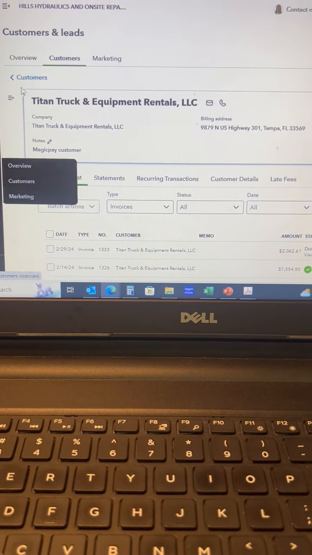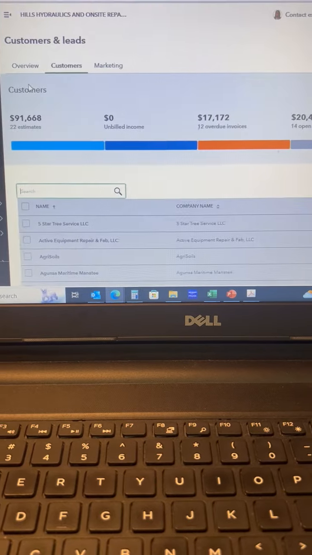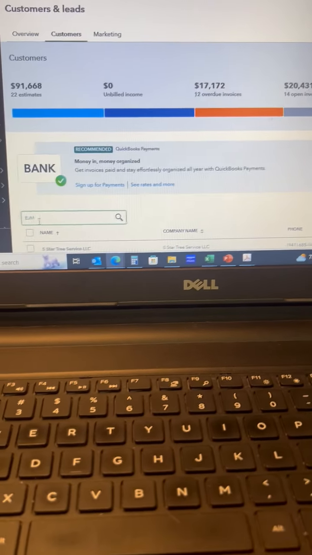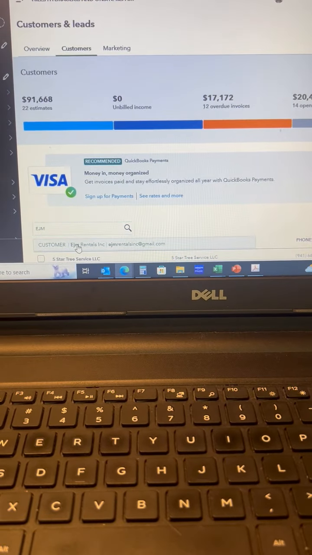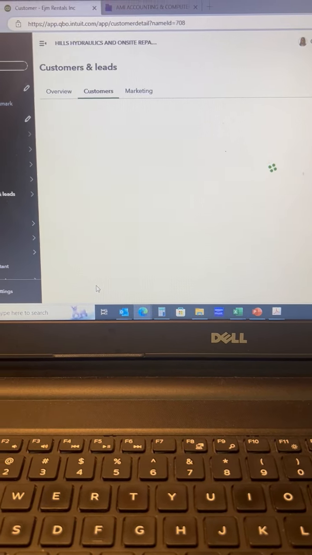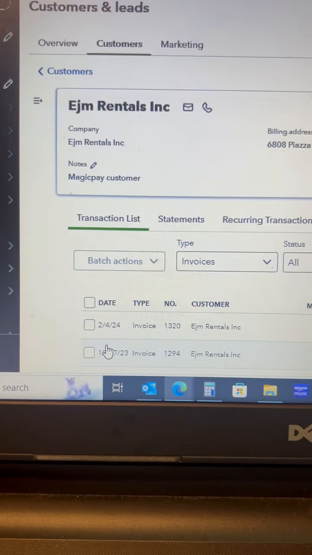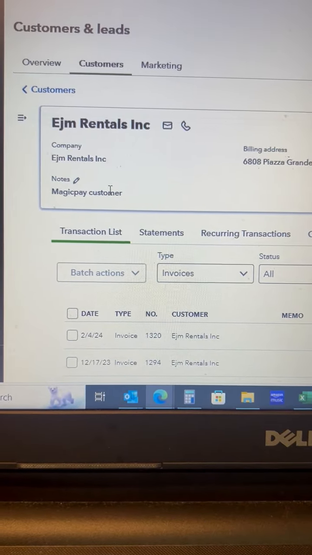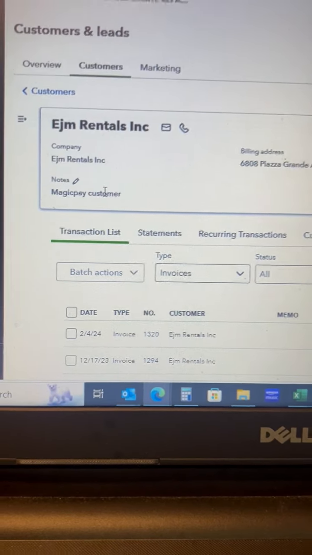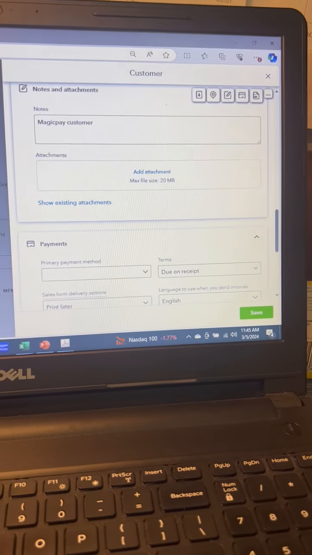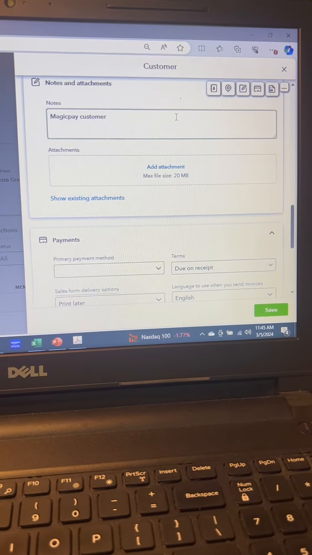Go back to customers, and we go over here to this EJM. EJM Rentals. He's also a credit card guy. I also had some stuff stored in there as well. And you can see that as soon as we ran that first transaction, it got rid of all of the information. And I had quite a bit stored in there for him as well.